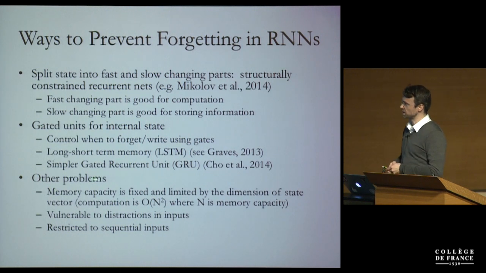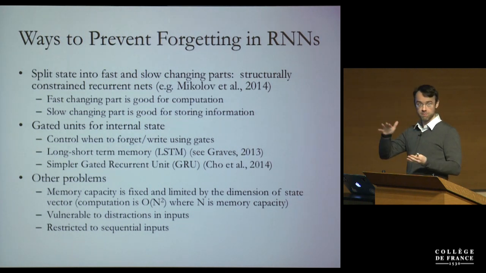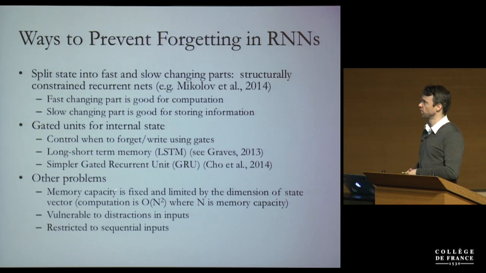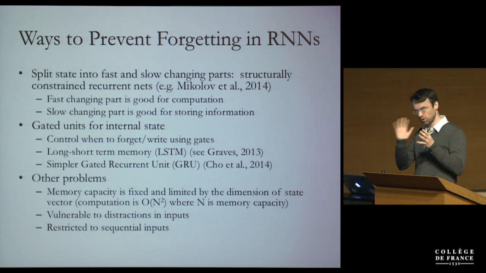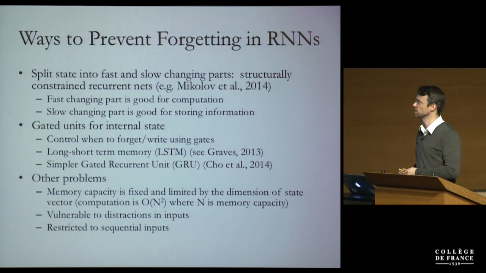But there are some basic inherent problems. Your memory capacity is somewhat fixed by the size of that state vector. And then you've got the computation time. You obviously might want to have more memory, so you can make that state vector bigger. But then the difficulty is that the computation time is going to be n squared, because you have to do this matrix multiplication at every time step. And there's no way of selecting pieces of that state vector. You have to look at the whole vector at once at each time step.